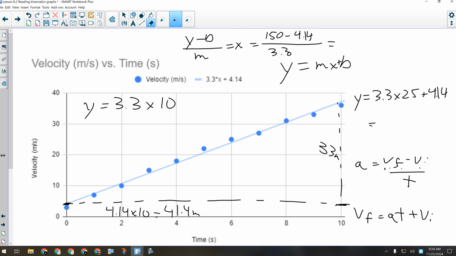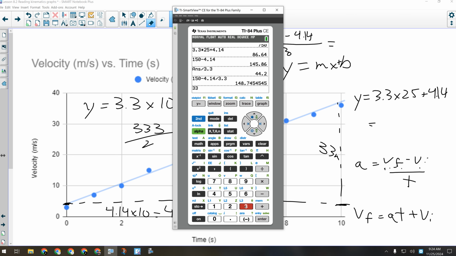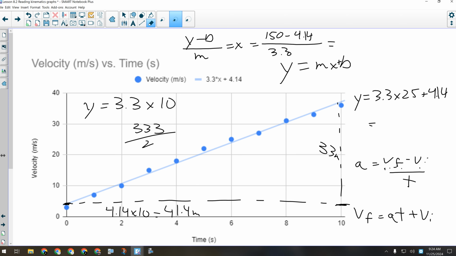So 33 times 10 is going to be 330. Over 2. I'm not going to do that in my head. So 165. Was it 0.5? Yeah, 0.5 meters. What do I do with those two numbers? Add them up. That's my total displacement.